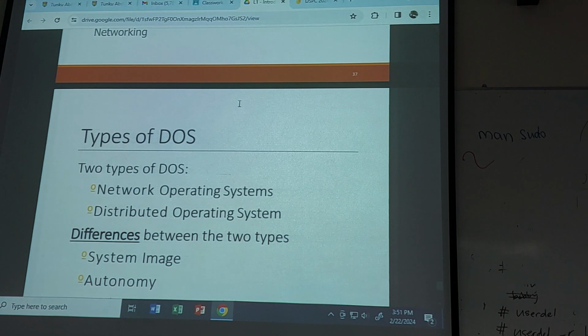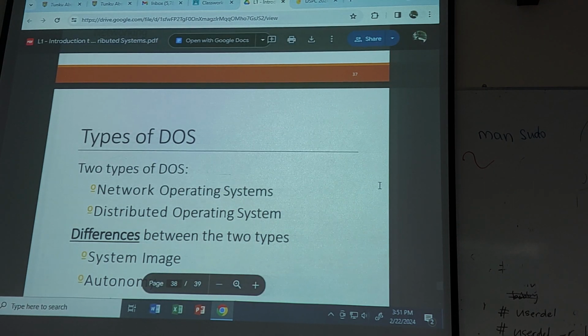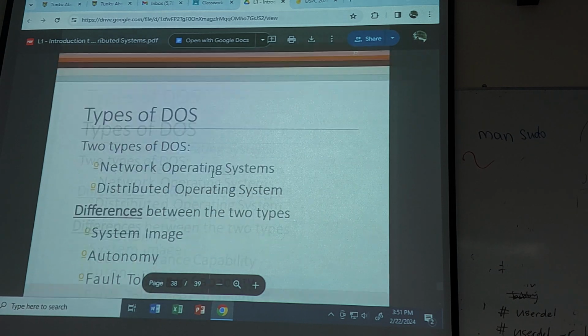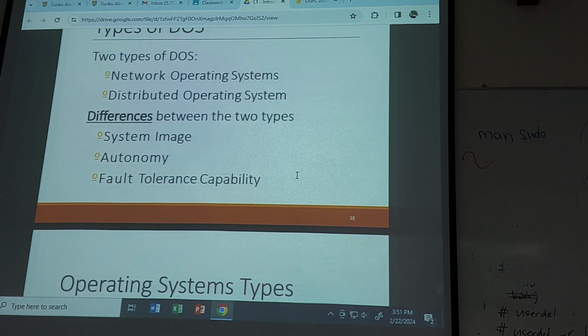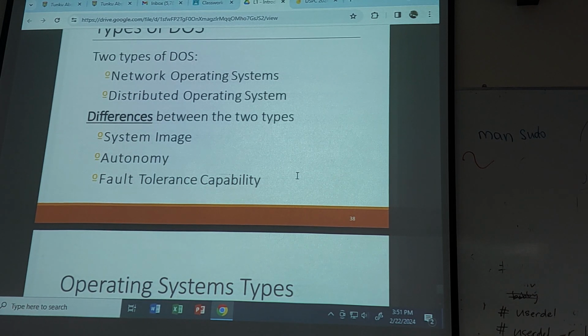And there are two types. One type is called the network operating system. The other one is the distributed operating system, and the difference is the system image and autonomy. Autonomy means who is in charge. The distributed system has shared autonomy. Also the difference can be the fault tolerance capability. The distributed operating system has better fault tolerance capability.